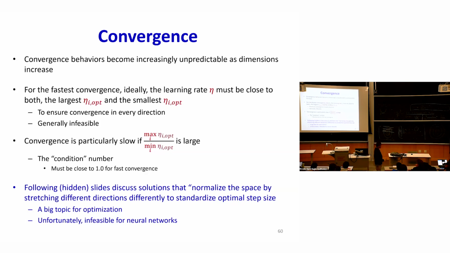But here's the point, that there's a reason convergence is a challenge in these networks. There are millions or billions of parameters, and there's the optimal scale.